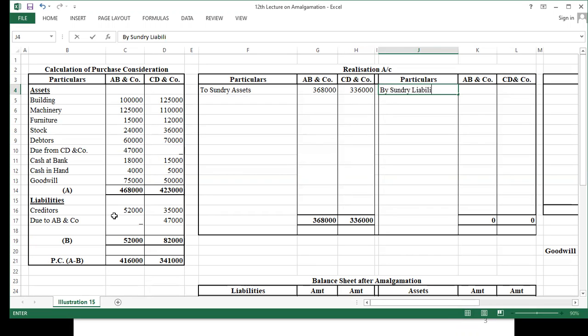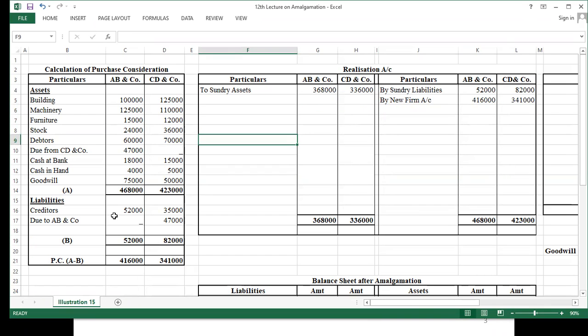Okay, here by sundry liabilities, we have 52,000 and 82,000. Here we will have by new firm account, amount is 4,16,000 and 3,41,000. Apart from that, there will not be any other entry in realization account because all the assets and liabilities are taken over by the new firm.